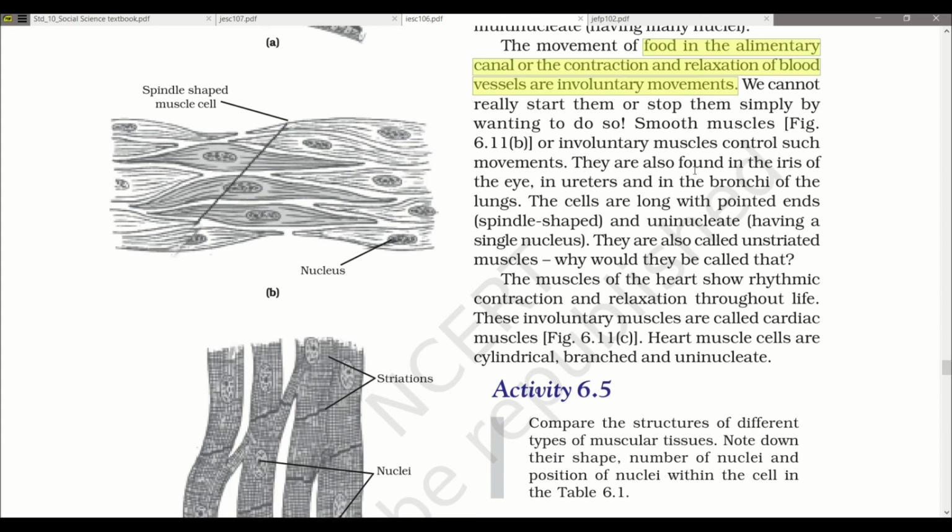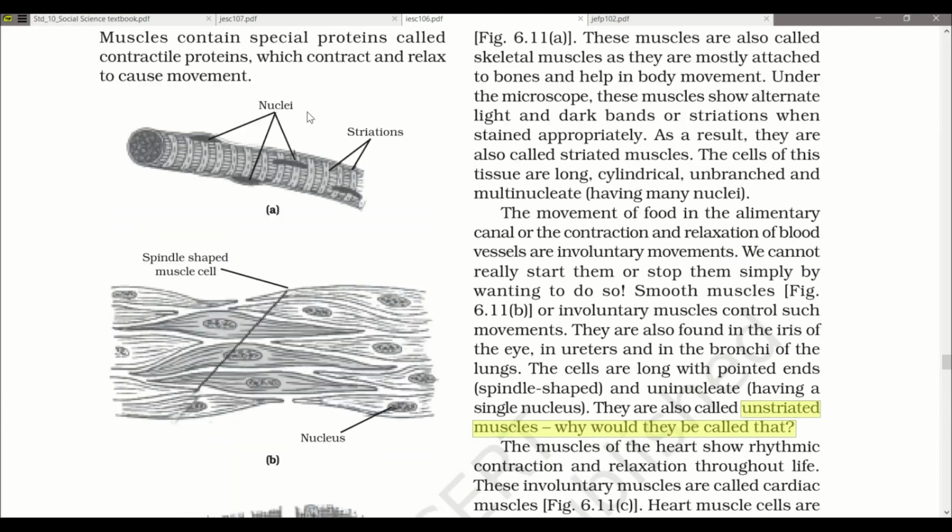They are also found in the iris of the eye, in the uterus and in the bronchi of the lungs. The cells are long with pointed ends and uninucleated, having a single nucleus. They are also called unstriated muscles. Why do we call it so? Because it does not have striation like the skeletal muscle cells.